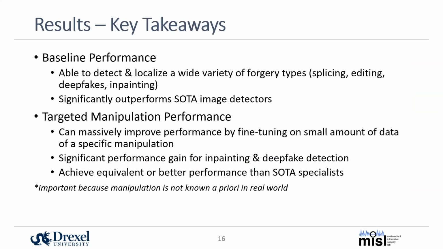Here are the key takeaways. We are able to detect and localize a wide variety of forgery types. We significantly outperform state-of-the-art image detectors. We can also massively improve performance by fine-tuning on a very small amount of data of a specific manipulation. This is important because the number of manipulation types is increasing and because the type of manipulation is not known a priori in the real world.